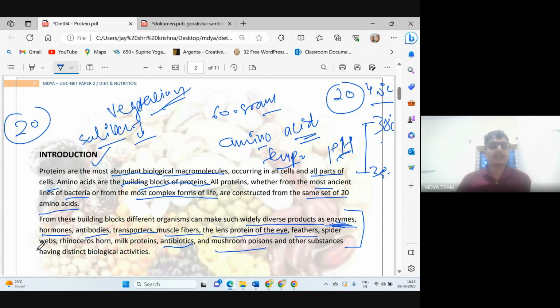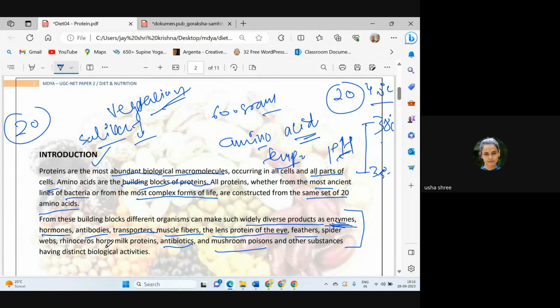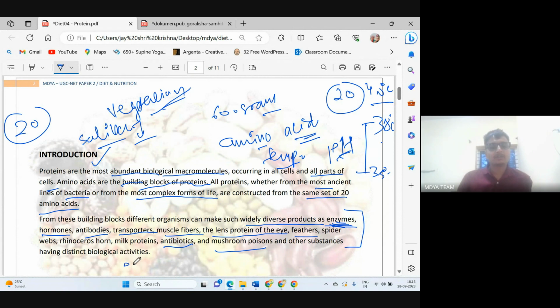Hormones, have you read about the endocrine system? Have you completed that system? Yes, sir. Endocrine system. So now tell me which hormones are made up of protein and which hormones are made up of steroid fat. Two types of hormones are there. Protein hormones are known as peptide hormones. And the other category of hormones are made up of fat, cholesterol. Those are known as steroid hormones.